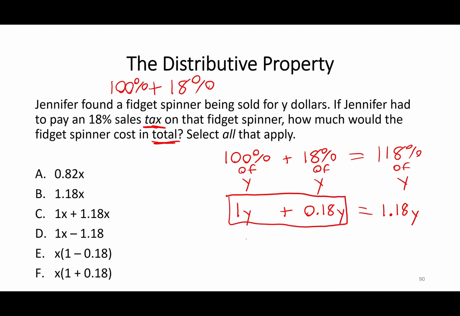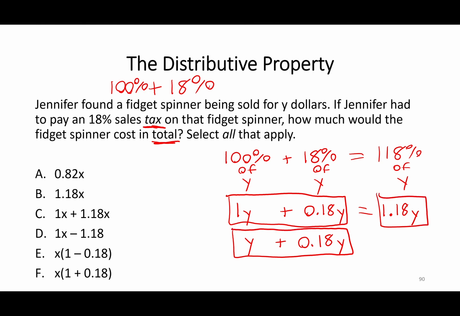I could also rewrite it as Y plus 0.18Y. Remember, I don't need that 1 next to the Y. And I also have 1.18Y. Okay, well, A is wrong. It doesn't match up with any of my correct answer choices. B matches up perfectly with this one over here. Okay, 1 plus 1.18. Whoa. No. I got 0.18. I don't have a 1.18. That would be like 200%. C is completely wrong.